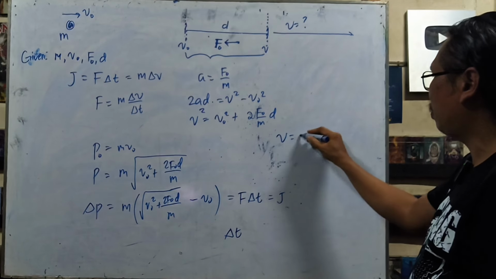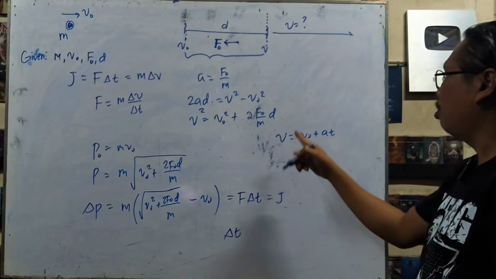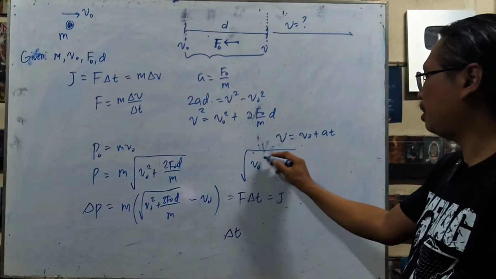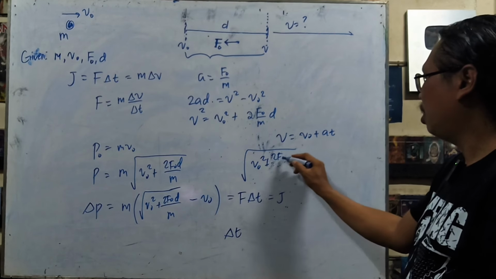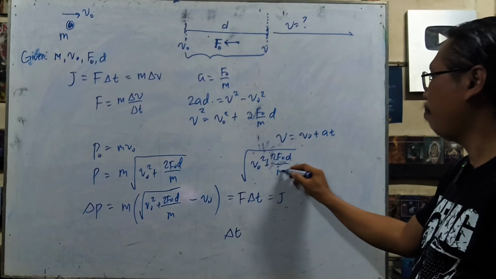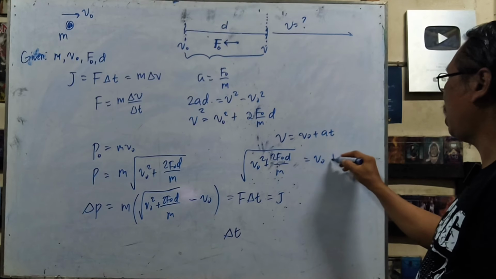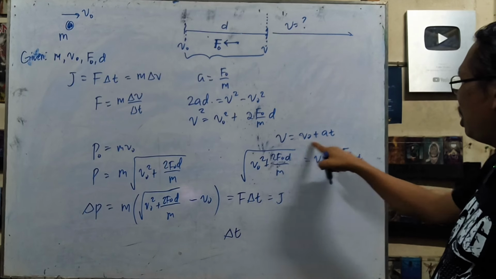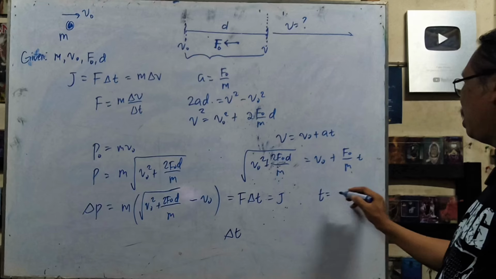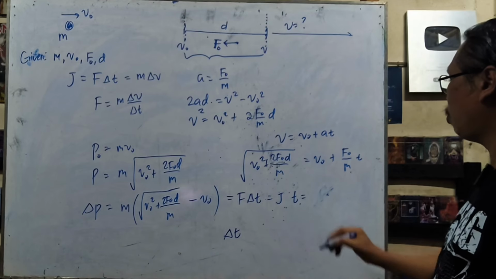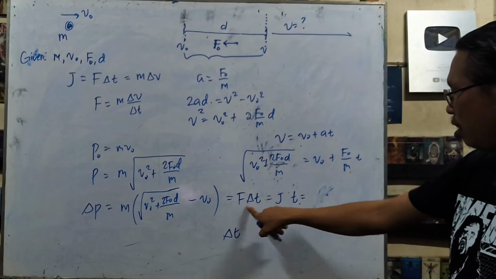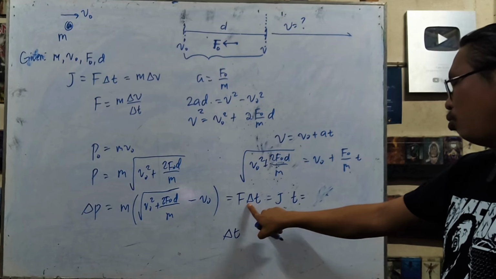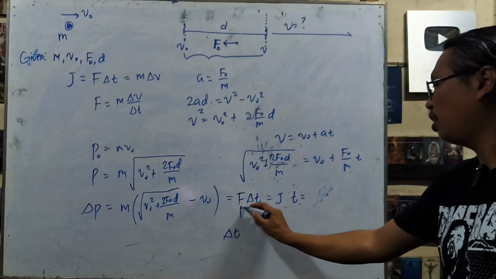We have V equals V naught plus AT. Well, we can't avoid it. So this is V naught squared plus 2 F naught D over M, and this is equal to V naught plus AT. What's A? That is F naught over M, times T. So using this, what you get is delta T. Here we are assuming that we start at 0, so T naught is 0. So this is just Ft.